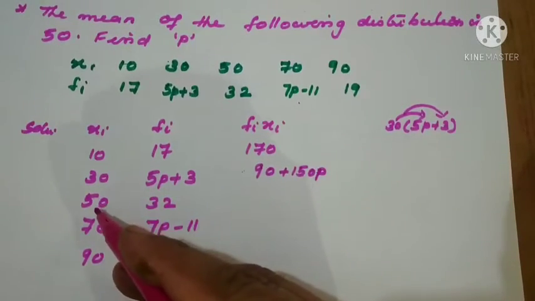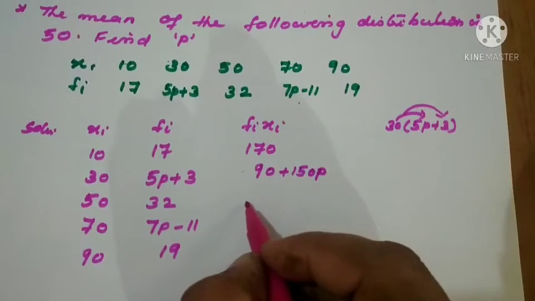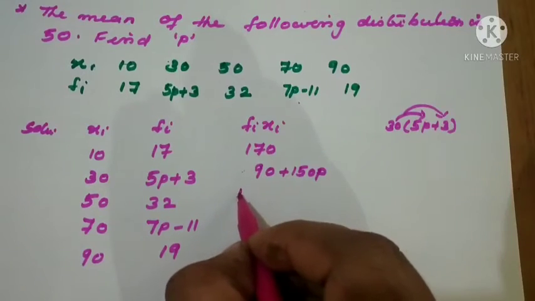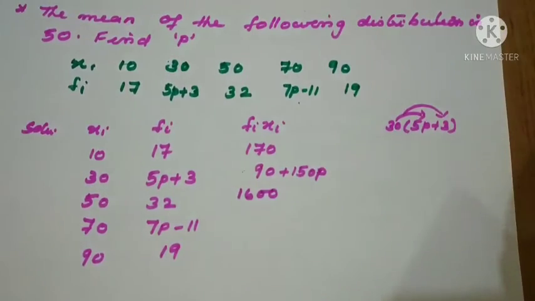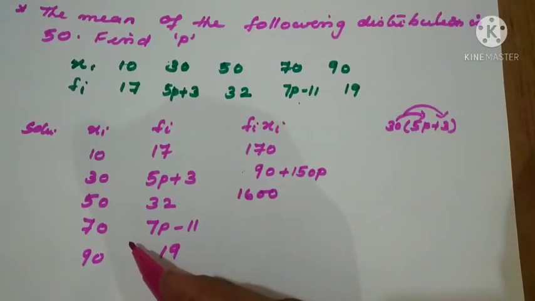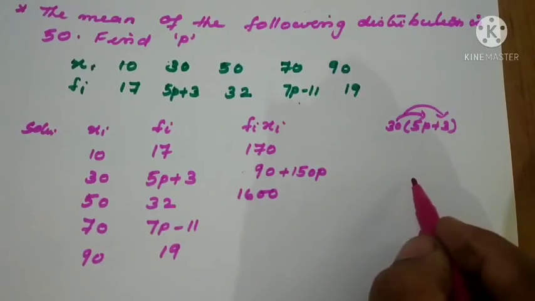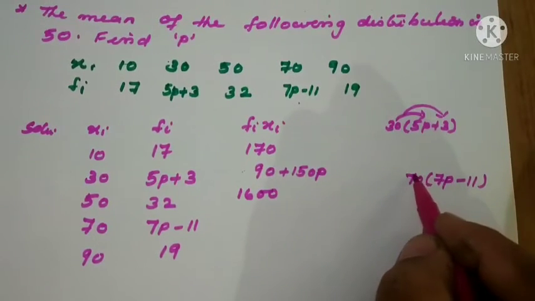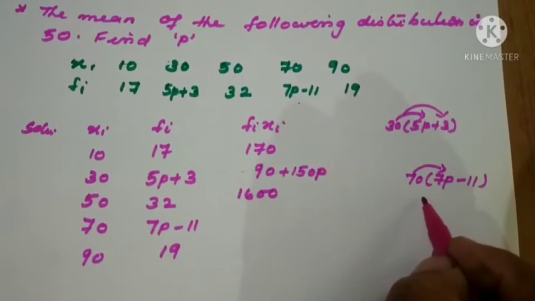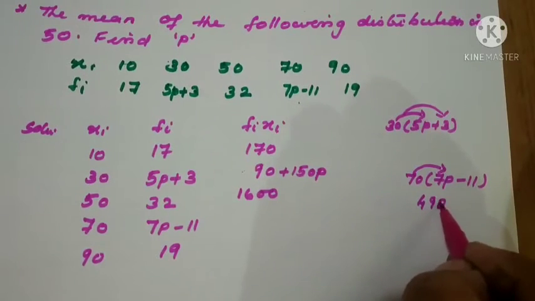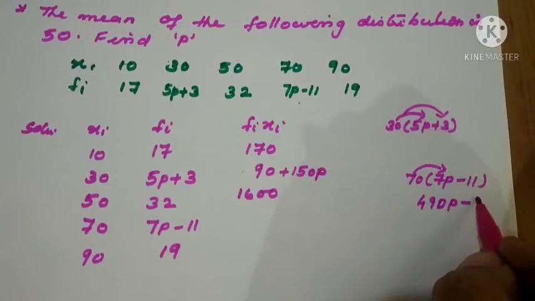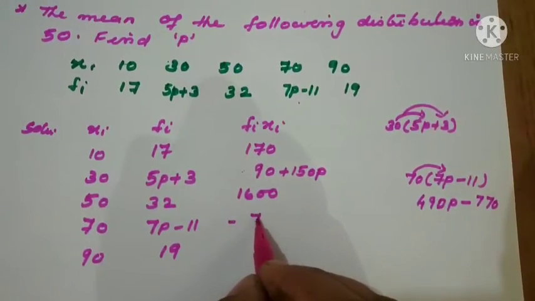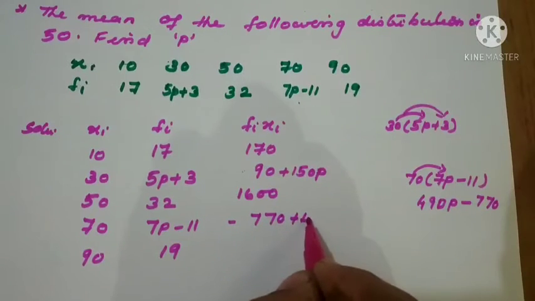Now 50 into 32, that is 1600. 32 into 5 you multiply, you will get 160. Then one more 0, it is 1600. Next 70 into 7P minus 11. 70 into 7P, it's 490P, minus 70 into 11, that is 770. So number I'll write first. It is minus 770 plus 490P.